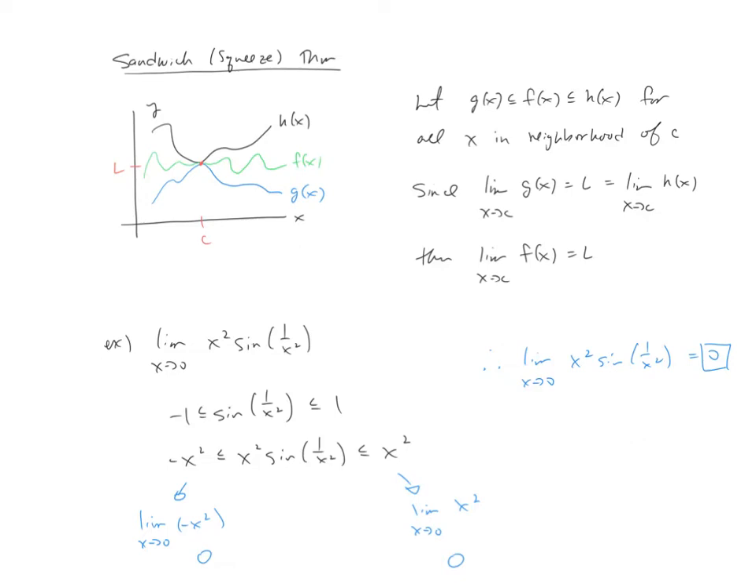So if we're able to set up an inequality like I have and find out that the top end and the low end are the same, what's in the middle also has to be the same. So it's a pretty useful tool for a lot of functions such as sine and cosine.